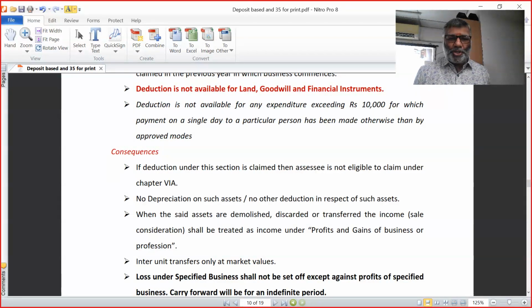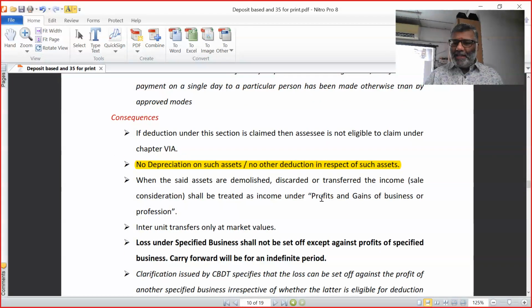No, I'm coming to consequences. If deduction is claimed here, you cannot claim it elsewhere. No depreciation on such assets can be claimed. You cannot claim depreciation when you are claiming 100%. If you sell the asset, section 41 will be applicable. I'll come to this inter-unit a little later.